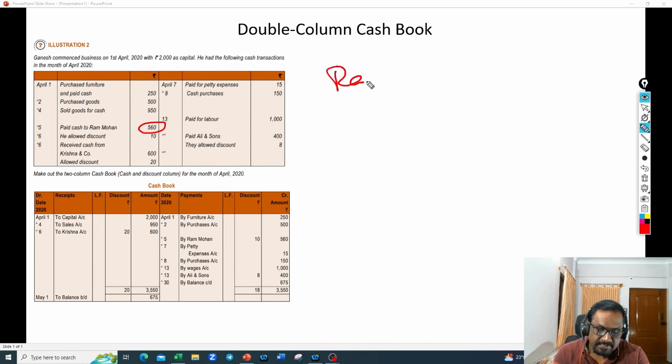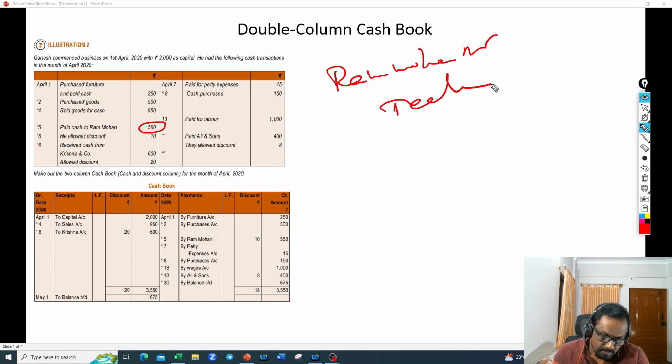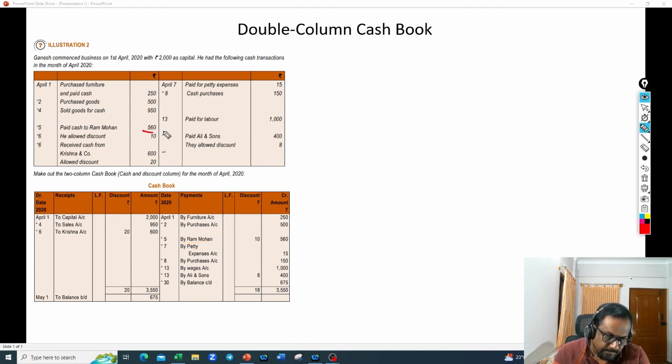Next. Paid cash to Ram Mohan 560. Ram Mohan is the receiver, so Ram Mohan debit to cash. So by Ram Mohan and 10 rupees discount. Sorry, I missed it. Let me clarify this. Paid cash to Ram Mohan 560 and he allowed a discount of 10 rupees. We paid cash and he allowed us discount. That means we received the discount.